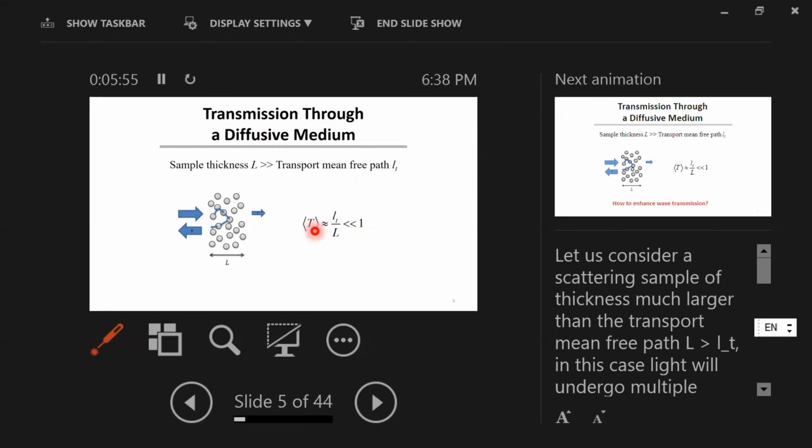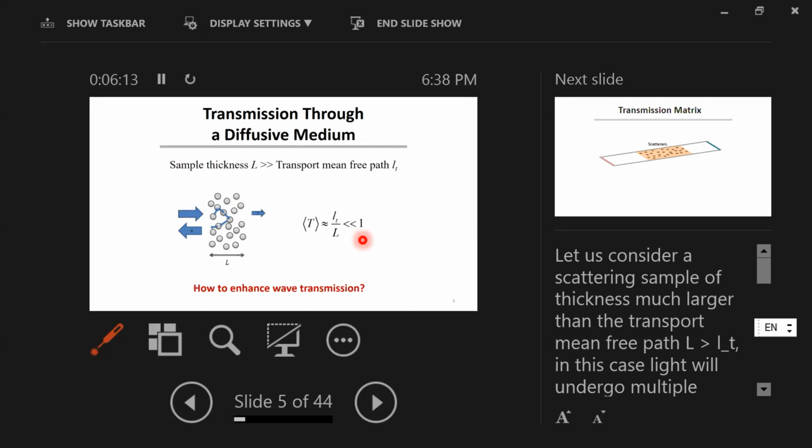So the average transmission is approximately equal to the ratio of the transport mean free path divided by the sample thickness. And this is much less than 1. So that's why we cannot see through this kind of strongly scattering medium. So now the question is, how can we enhance wave transmission through this kind of system?